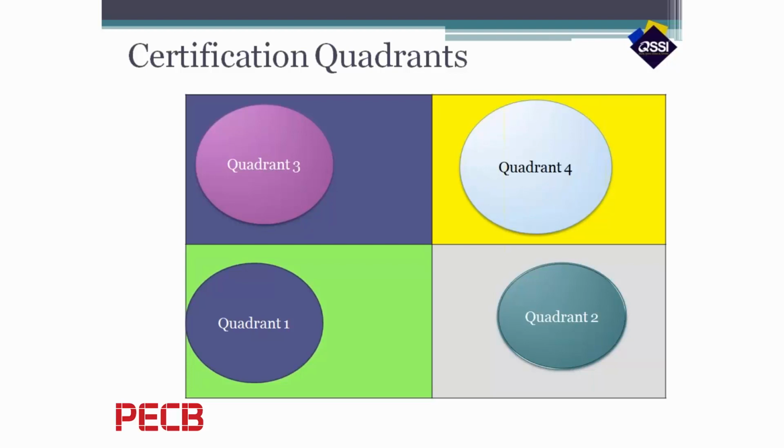Now, there are 3 quadrants associated with certification, and certification bodies will audit you based on the type of company you are. Now, if you are a new company, they expect that you are just getting familiar with the standard. Your system is new, it is just developing, so they audit you with kid gloves.